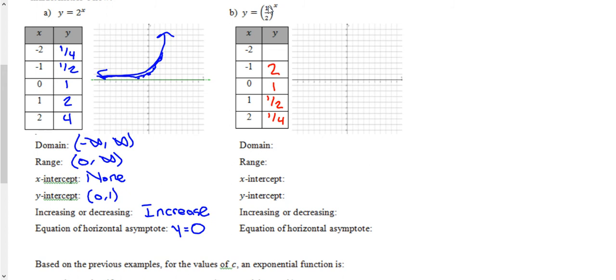Here, if it's 1 half to the negative 2, it's going to be, again, reciprocated, so it's going to be 2 over 1 all squared, so now this is going to be positive 4. So on this graph here, I'm going to try to find at negative 2, positive 4, put a coordinate dot right there. At negative 1, I'm at 2. At 0, I was at 1. At 1, I was at a half. And at 2, I was at a quarter.